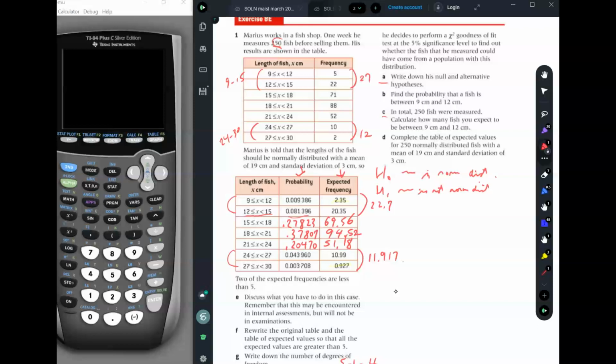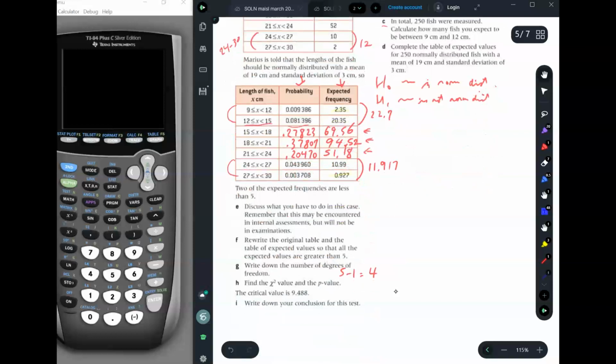Okay, they already have these done. D, complete the table of expected values for 250 normally distributed fish with a mean of blah, blah, blah. So that's what we did here, right? We did that for these three. And then part E says, okay, there's some expected frequencies which are below 5. We took care of that already. We talked about how to solve that by grouping these two intervals together. And then it says rewrite the original table. We did that. And now we're going to do part G, which is write down the number. Oh, we already did that. We did 5 minus 1 equals 4. Now we're going to do part H, which is find the chi-squared value and the p-value.